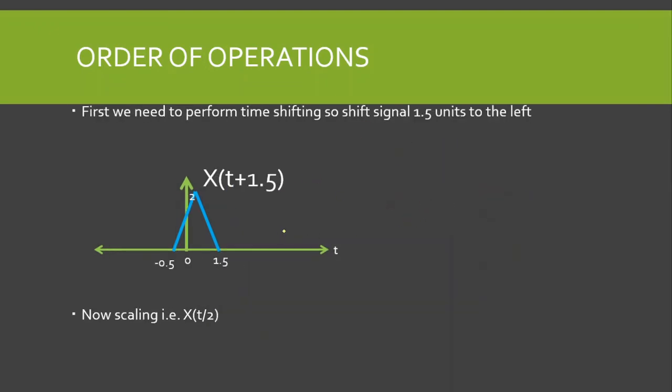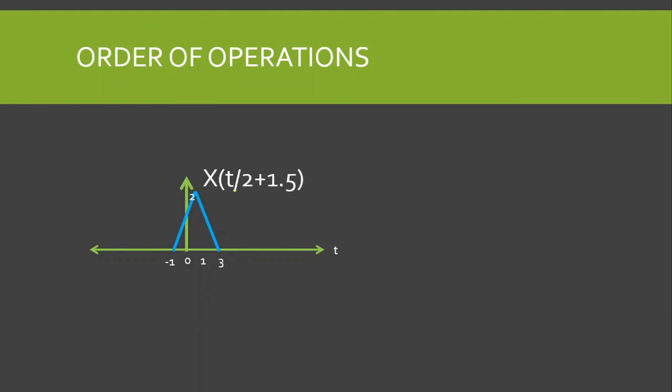So now we need to do the scaling, which is actually the expansion. So now we need to expand this signal. So minus 0.5 is going to become minus 1, 0 will remain 0, this 0.5 is going to become 1, and this 1.5 is going to become 3. So this signal is going to be expanded by a factor of 2 because we have time expansion over here, and we have performed it around here. This signal has now been expanded by a factor of 2. Now we do not have any inversion, so that's why we are not performing inversion.